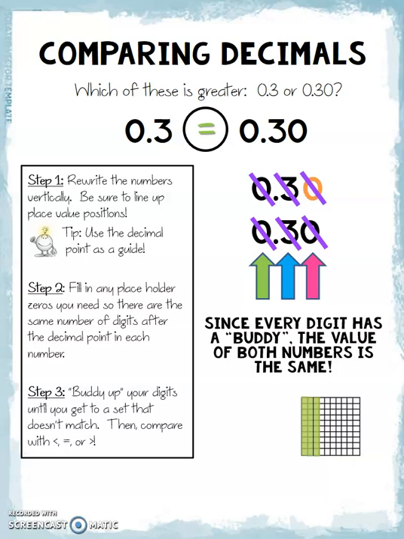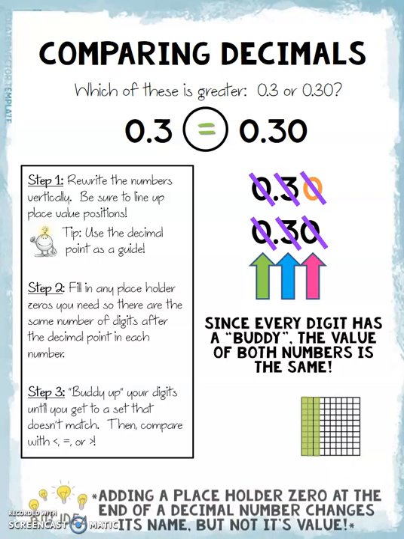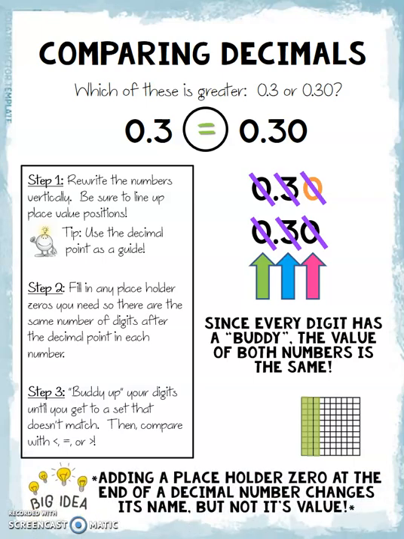And this brings up an important thing for us to learn. The big idea here is that adding a placeholder 0 at the end of a decimal number might change its name, but not its value. In other words, I started out with 3 tenths. When I added that placeholder 0, now I would read this number as 30 hundredths. The name of it changed, but the value stayed exactly the same. So this idea is going to be super important as we move forward.